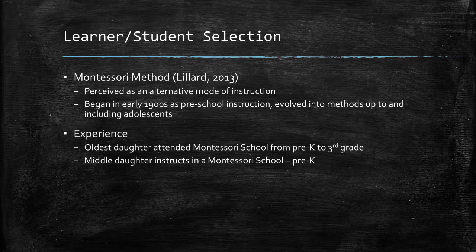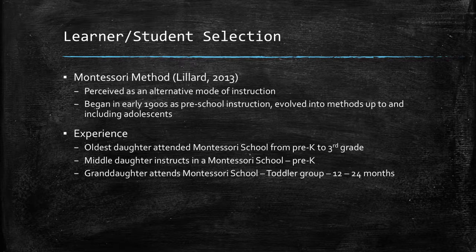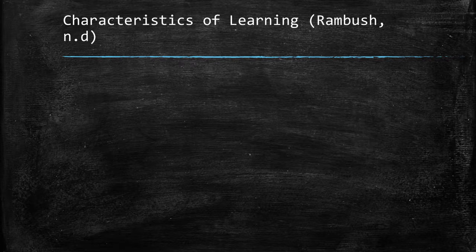My middle daughter currently is an instructor in a Montessori school in the pre-K environment. She teaches children that are from 3 years old to 6 years old. And her daughter, my granddaughter, also attends the same Montessori school. She's in the toddler group, which is a group of children from ages 12 to 24 months, and she is just about ready to move out of that group. She'll be 2 years old next month.